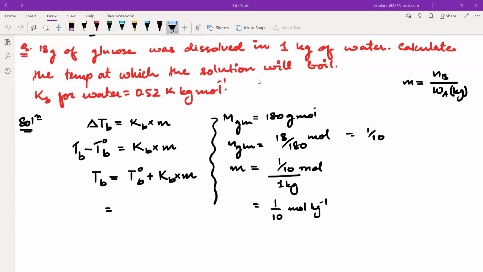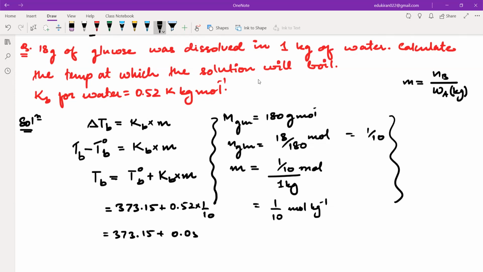Yes, Mansi, what is T naught B? What will be the value for T naught B? Tell me. I got 373. Here you have to take exactly 373.15. I hope you know this now, the conversion factor. Plus KB is equal to 0.52 into 1 by 10. So this will be equal to 373.15 plus 0.052, and this will be in Kelvin. So this will be equal to 373.202 Kelvin. It was a very easy question, you took too much time.